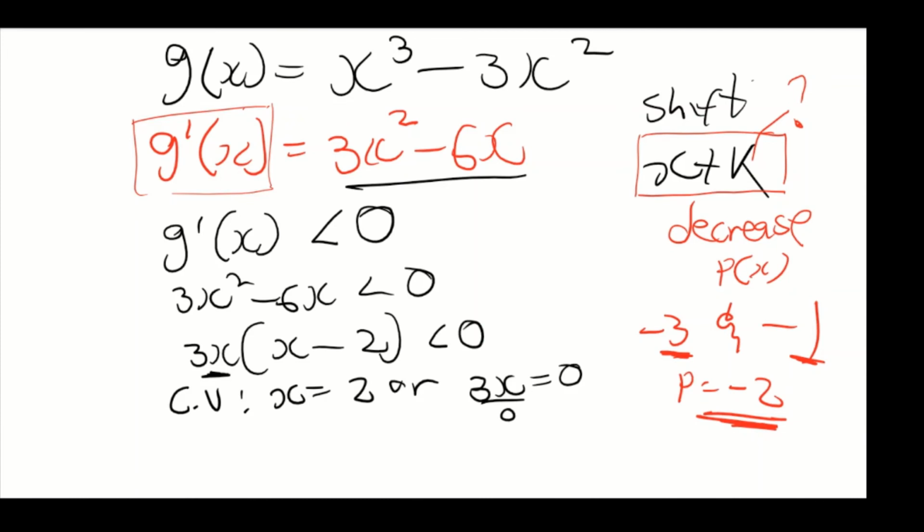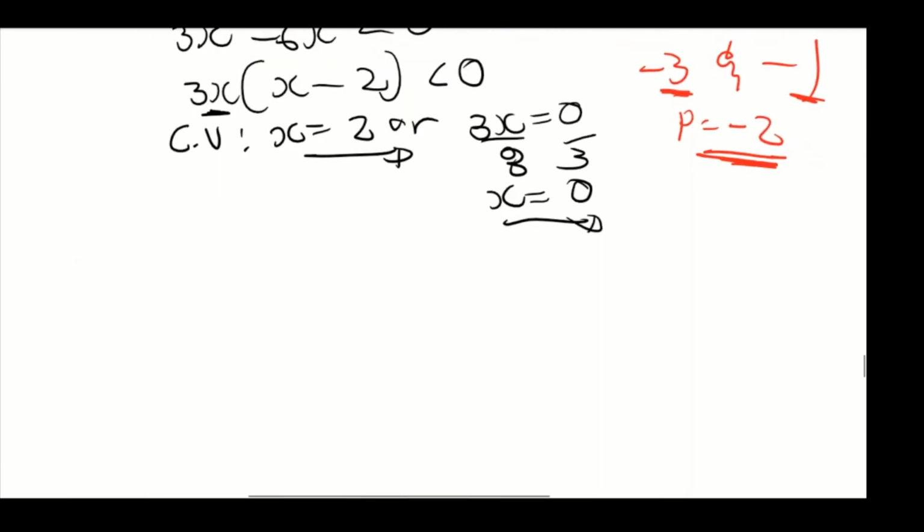So divide by 3 both sides, so x is equal to 0. So these are your critical points. Both of them are your critical points. So what you're going to do is draw your number line and write 0 there and write 2 there, and then you're going to test in your number line.